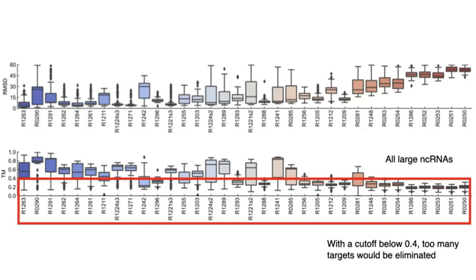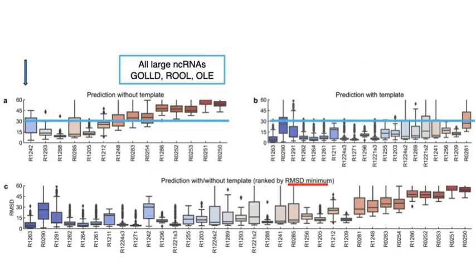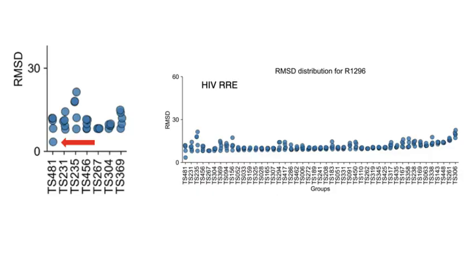So we separate prediction without template and prediction with template, that is 30, the blue line 30 angstrom, which is starting below 30 angstrom and in decent ranges, and you see that the minimum are really very pretty good. And here, for example, are all the large non-coding RNAs, the ribozymes, all very, very important ones. And you see that naturally we are all beyond 30 angstrom RMSD.